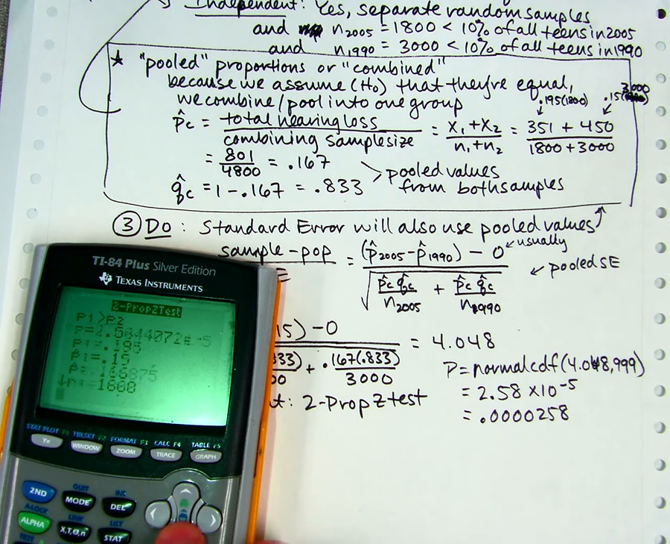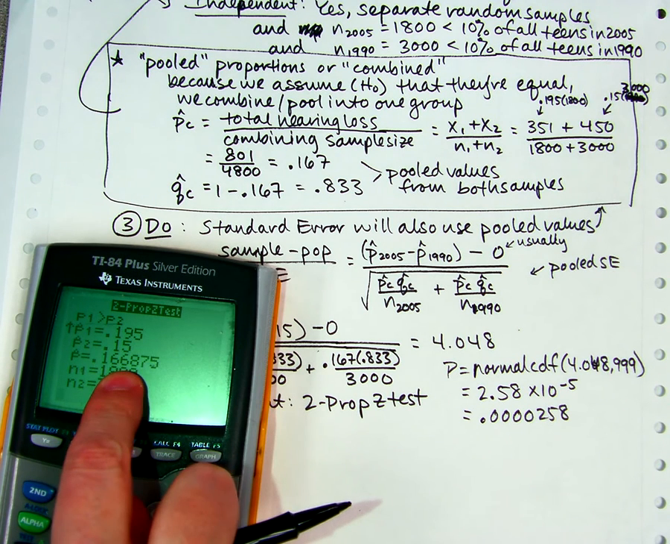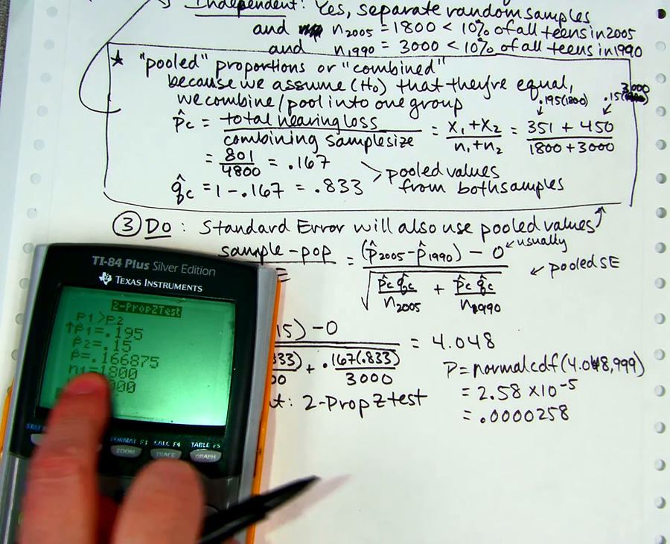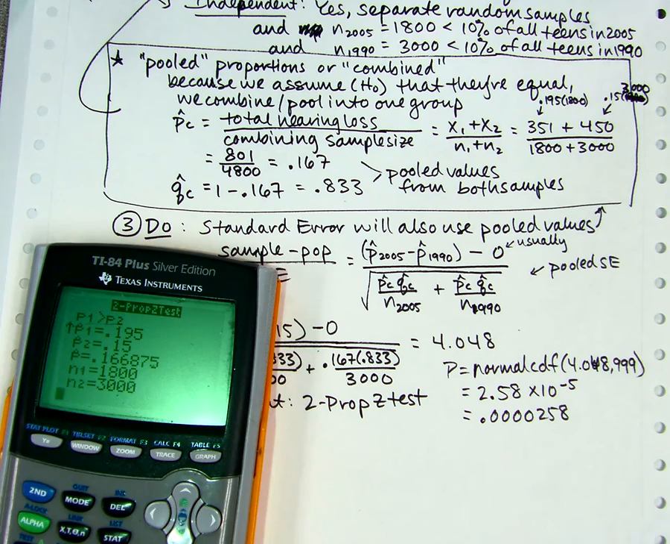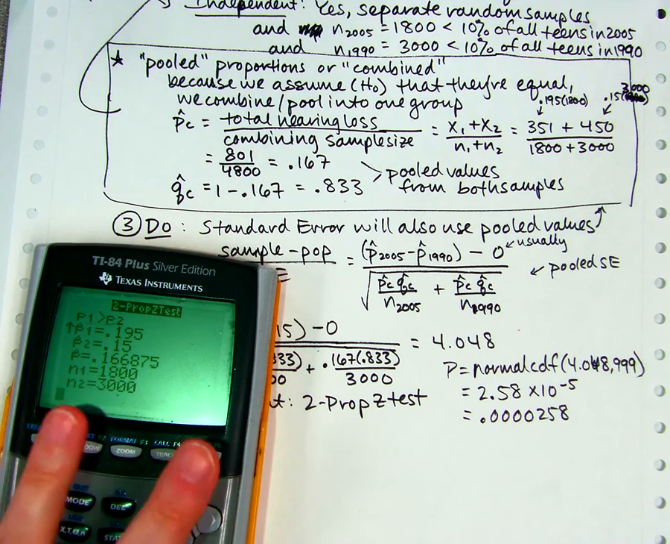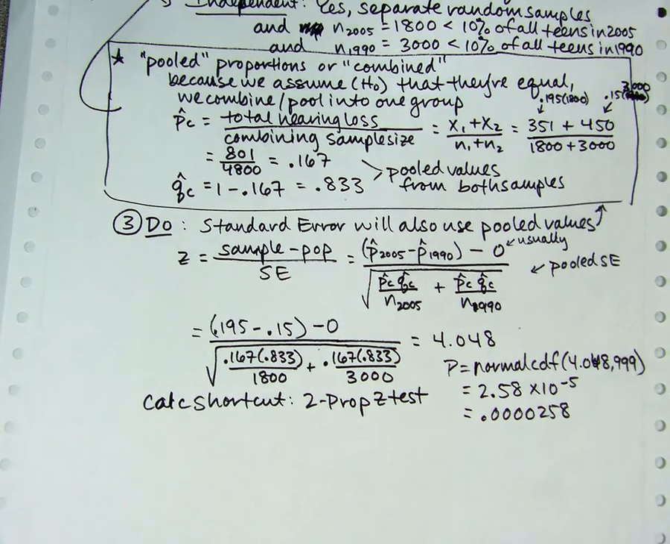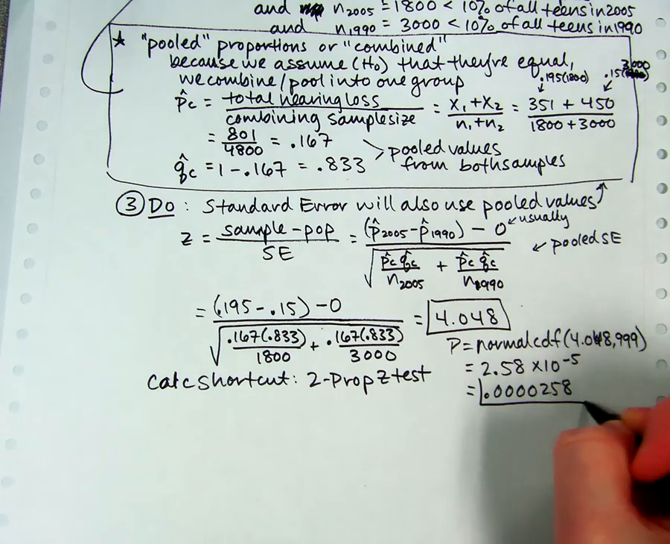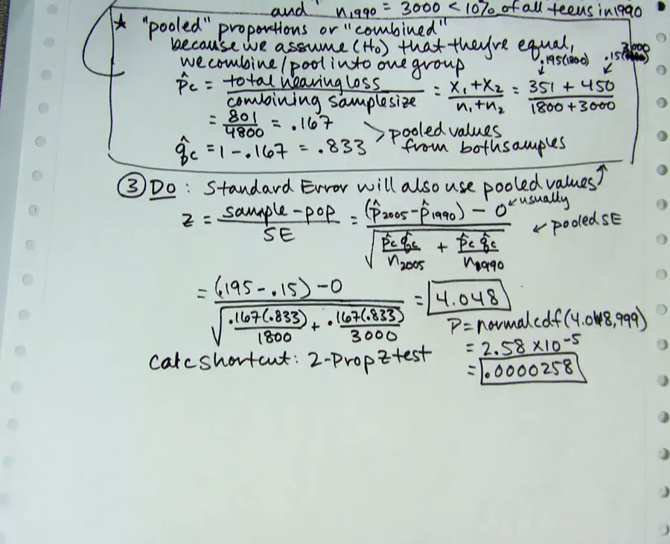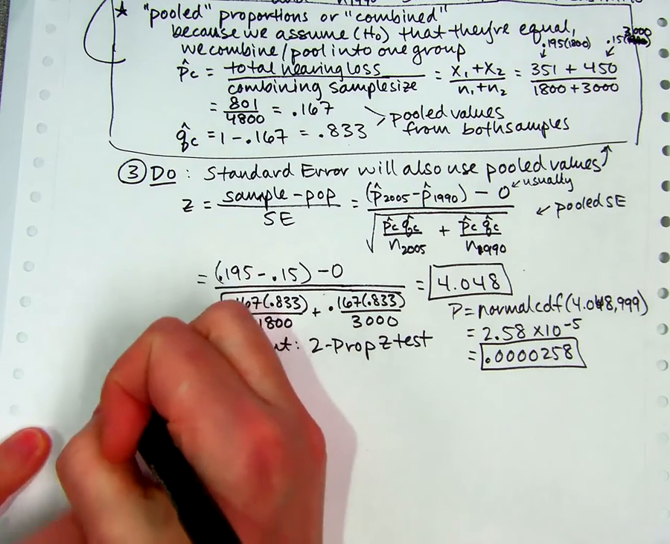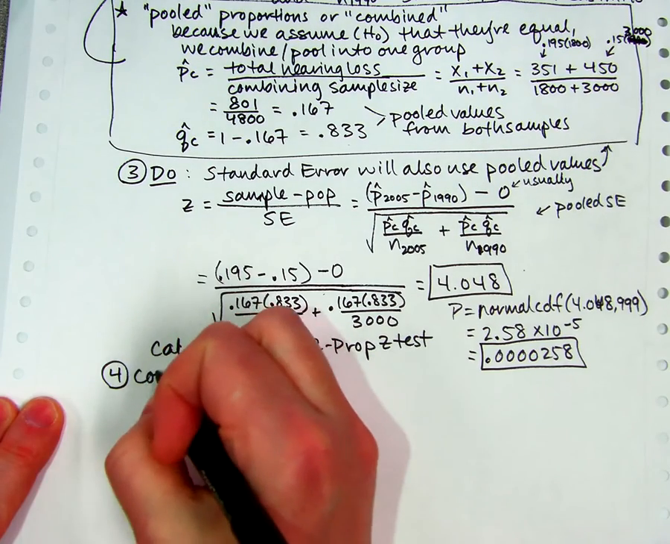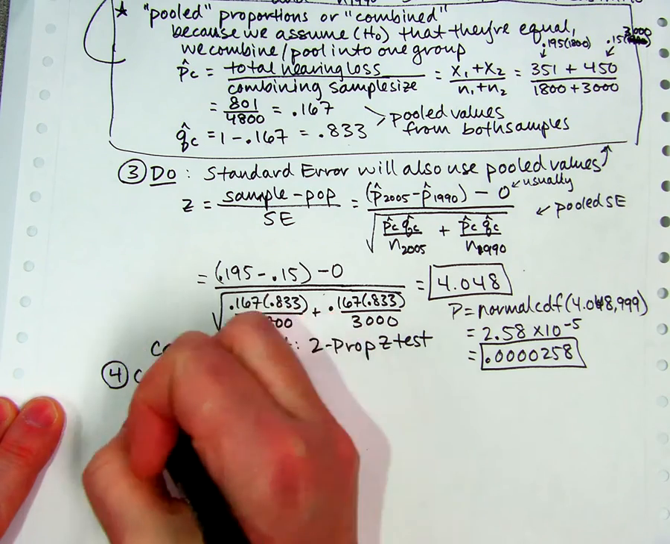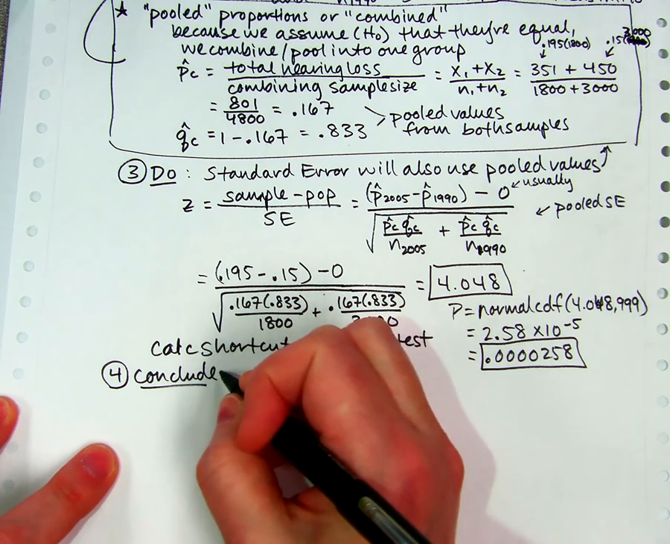Notice, by the way, the calculator did find my combined p-hat. They call it p-hat, so that's interesting. That's the 0.167 that we just calculated. So there's my z-score and my p-value that I'm supposed to find for the do step. And then we're going to conclude. Same pattern as we've always done.